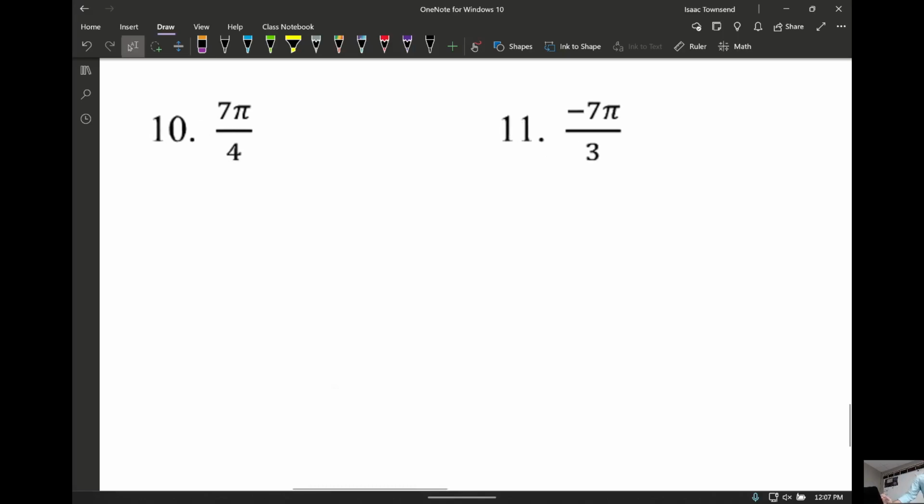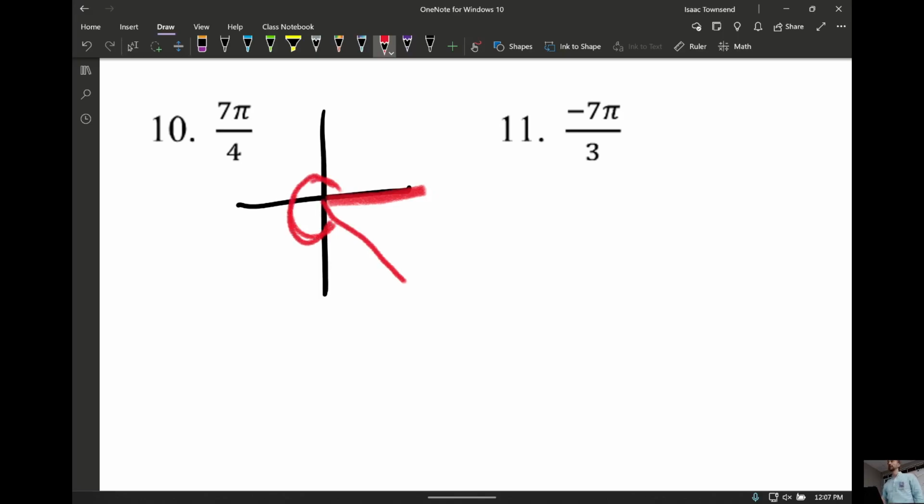Y'all need longer? Okay, 7 pi over 4. Hopefully you didn't spend too long thinking about where that one was, because that is a unit circle angle, so that should make it a little bit quicker. So your reference triangle should look like this. Your answer is this angle in here, and that should end up being pi over 4.